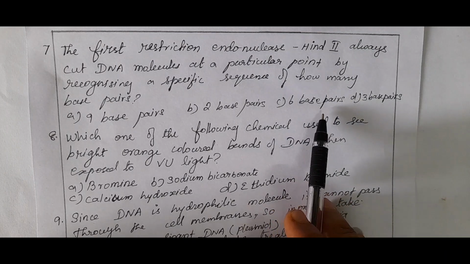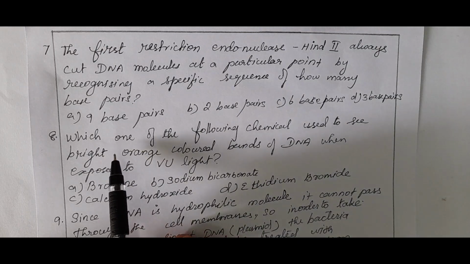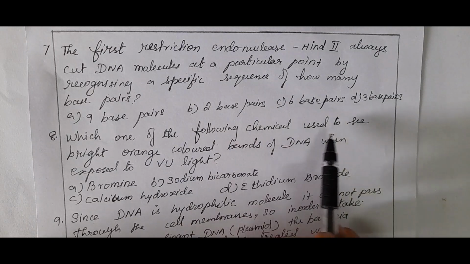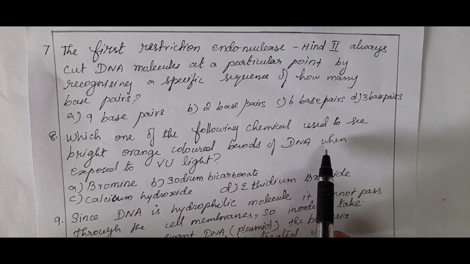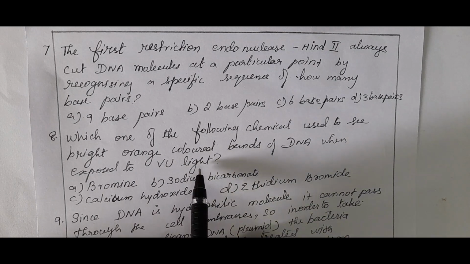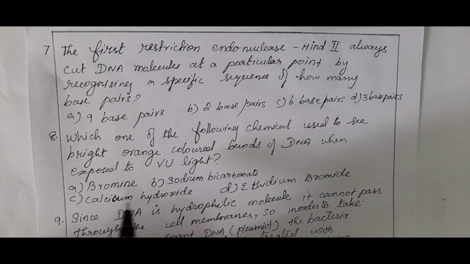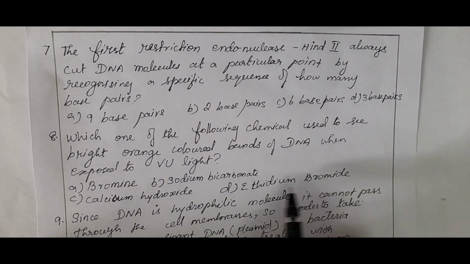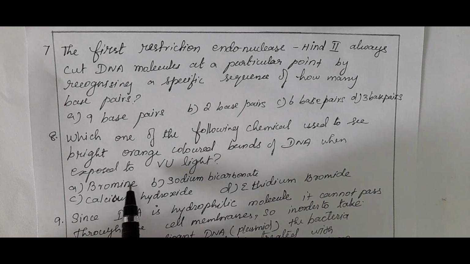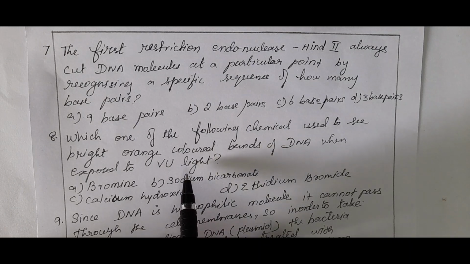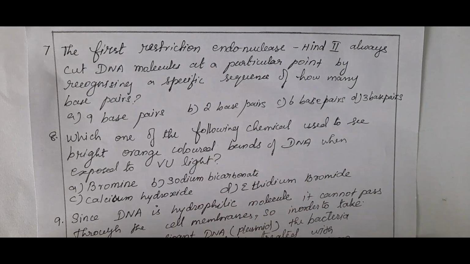Next question: which one of the following chemicals is used to see bright orange colored bands of DNA when exposed to UV light? Bromine is given, sodium bicarbonate, calcium hydroxide, ethidium bromide. The correct answer is ethidium bromide. Only then can the DNA be seen under exposure to UV light.